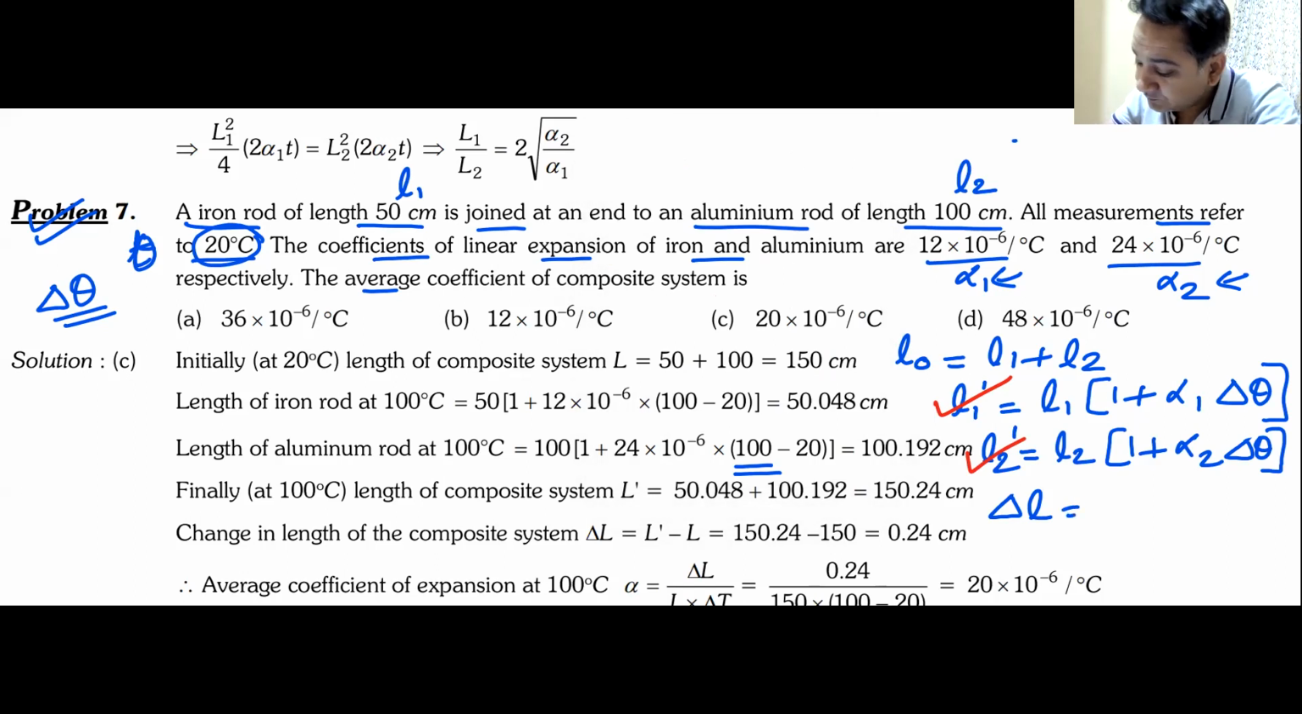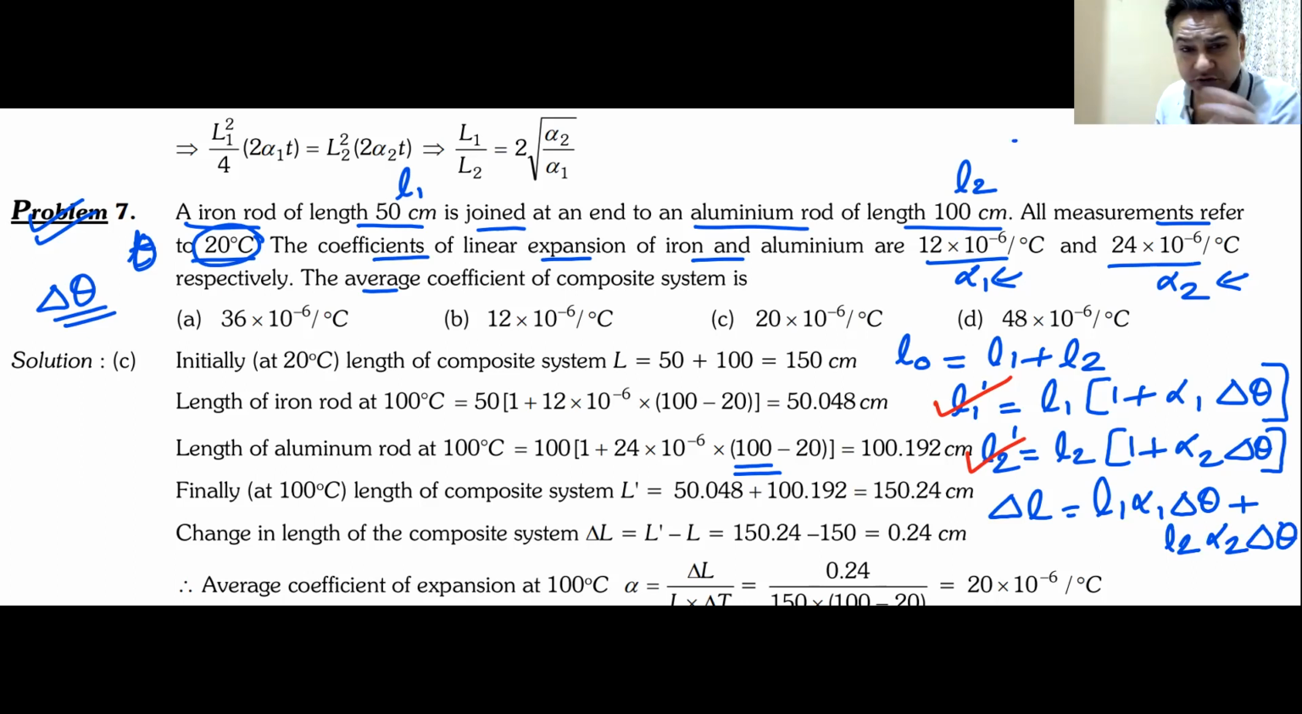It will be equal to L1 alpha 1 delta theta plus L2 alpha 2 delta theta. Yes or no? Whether you do it this way or that way, you end up at the same case. Yes or no? Yes, sir.